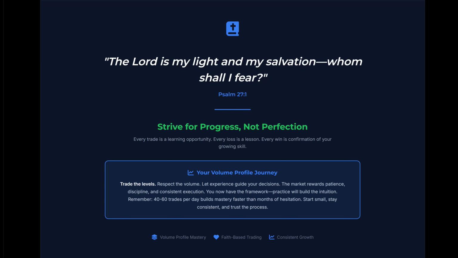But when you have faith in your process, faith in your preparation, and faith in the framework you've built, fear loses its power. You trade with confidence, not arrogance. You execute with discipline, not emotion. You respect the market's uncertainty while trusting your systematic approach. Strive for progress, not perfection. This is the mindset that separates professionals from amateurs.